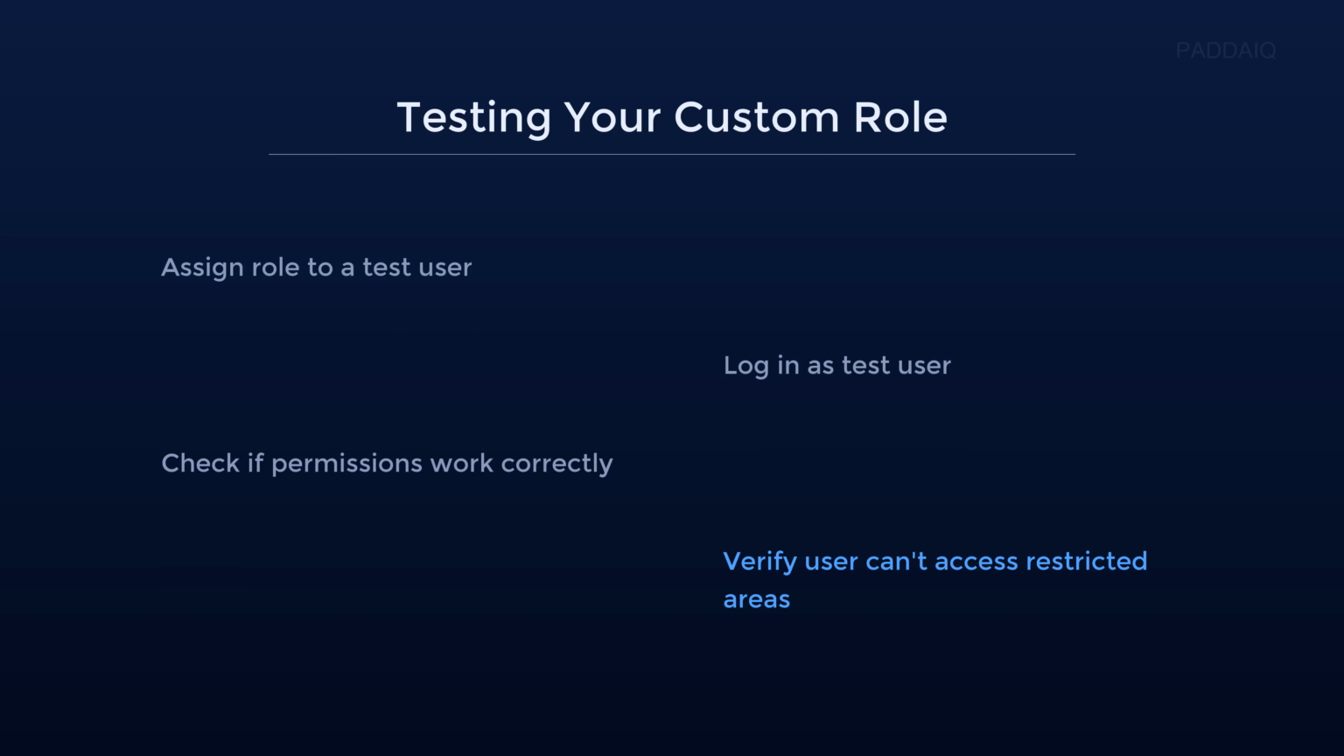Verify user cannot access restricted areas. This means confirming the role prevents unauthorized access to sensitive data or functions. For example, a sales employee with this role should be unable to view or modify confidential HR salary details. This validation is essential for maintaining proper security and data governance within your application.